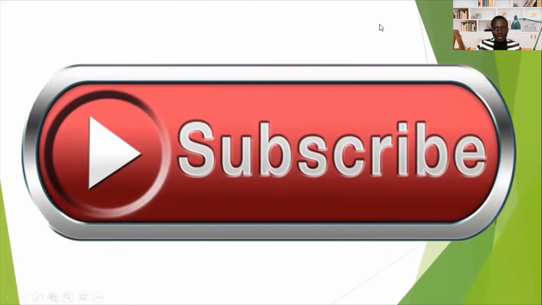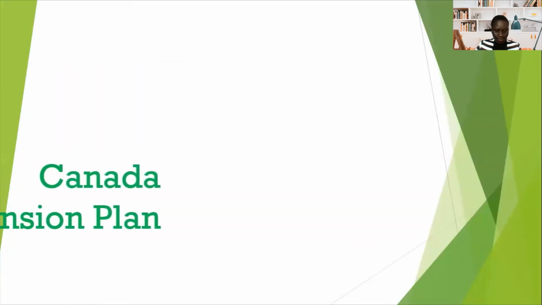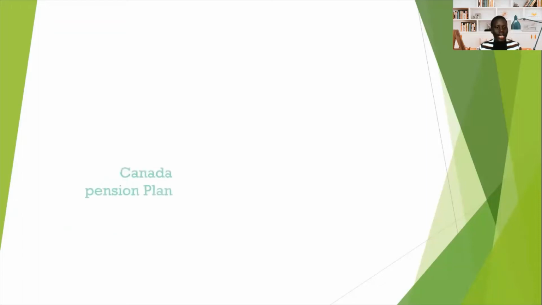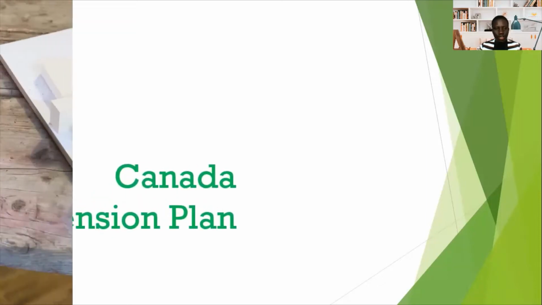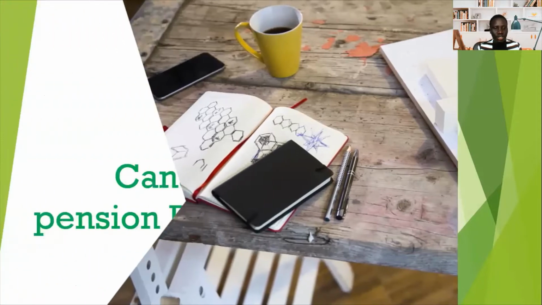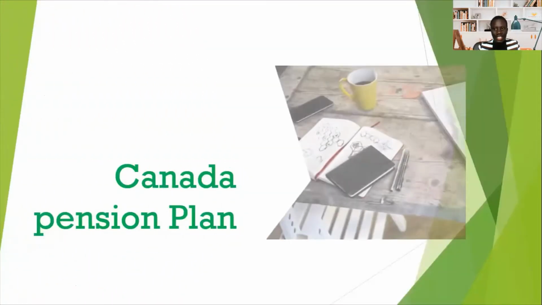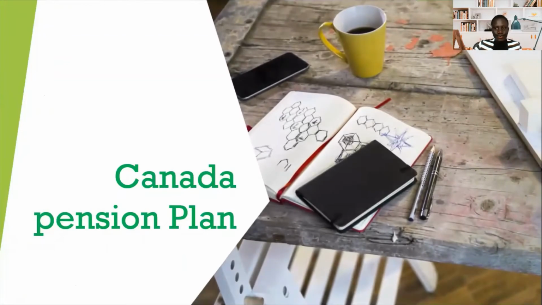In this video, I'm going to talk about how to calculate statutory withholding. One of them is the Canada Pension Plan. It is one of the deductions that the Government of Canada removes from your paycheck. And we have many other deductions that come out from your paycheck every time you get paid.